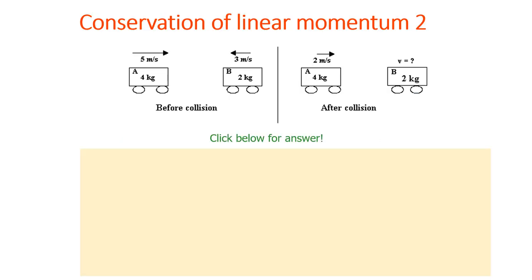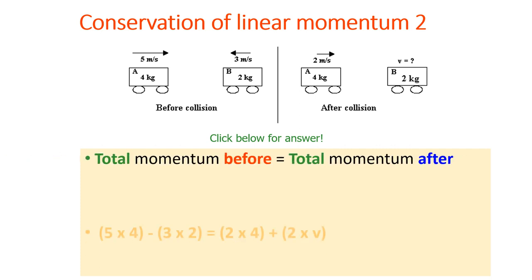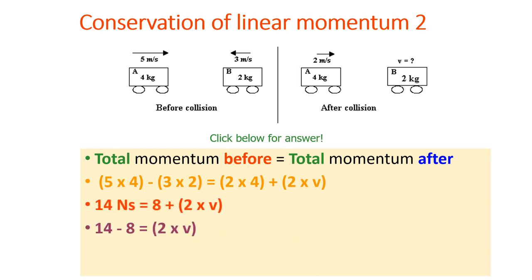They don't always stick together. So I've got two objects here in a head-on collision. They're going to hit each other from opposite directions, and I want to know what happens to this second object afterwards. Okay, so again, tricky here. So this is the negative direction. I'm saying this way is positive, this way is negative.